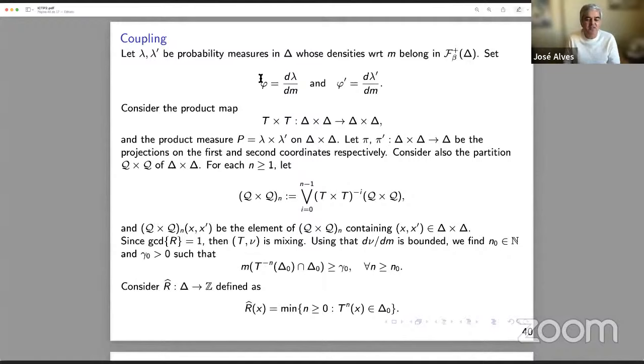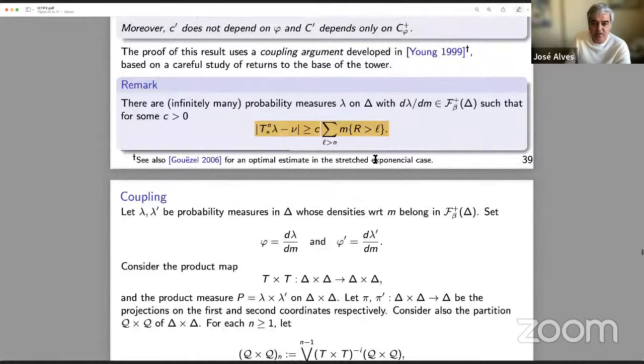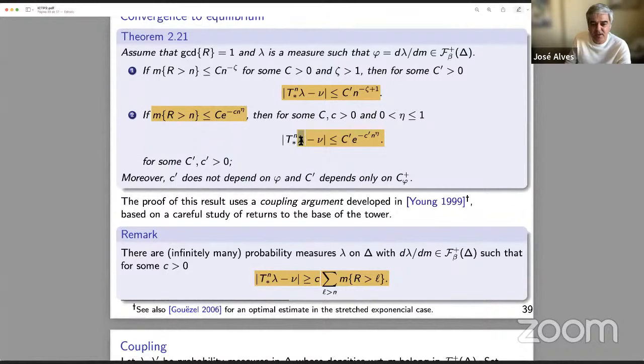So let me give you an idea of this coupling argument. We want to see iterates of measures lambda in such a way that this holds, and nu here is fixed. Nu is also a measure whose density lives in this space. So we can think more generally. Instead of nu, we could take any other measure, lambda prime, for which nu is an example. Because if you take any other measure and T star n of that, nu can be obtained as a particular case simply because nu is invariant for T.